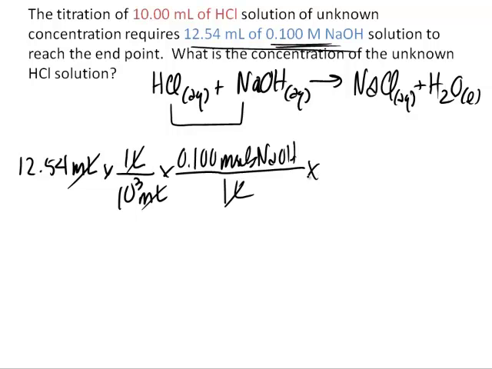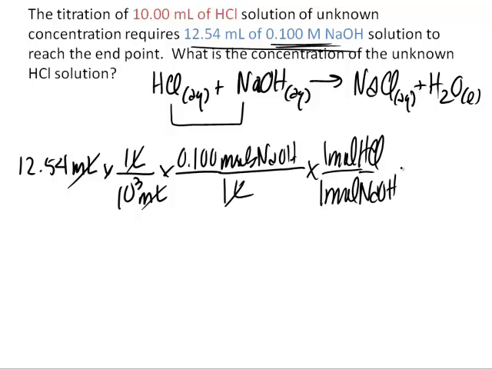Okay, so now if I do that calculation, that's going to give me how many moles of sodium hydroxide I added. But if we just do one more conversion factor, a very simple one, 1 mole of HCl is going to be neutralized for every 1 mole of NaOH. This will give me the number of moles of HCl that have been neutralized. And so that's going to be 0.001254 moles of HCl.